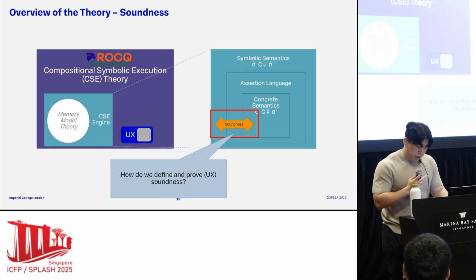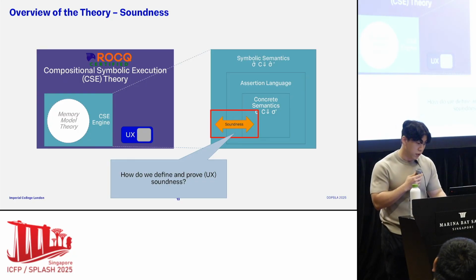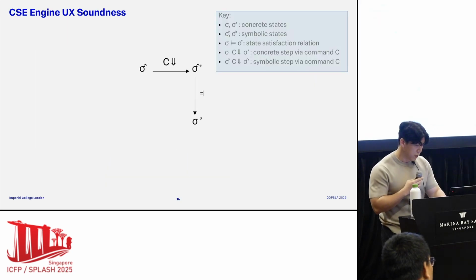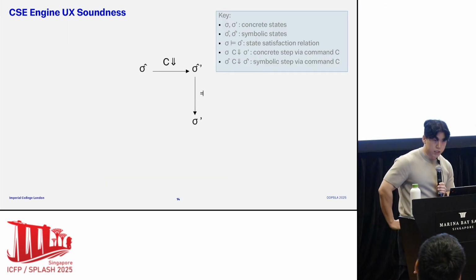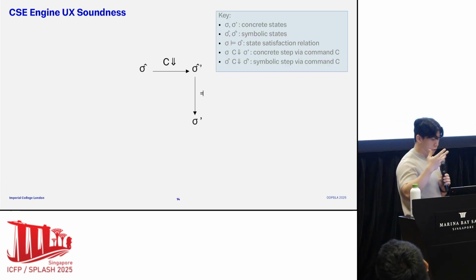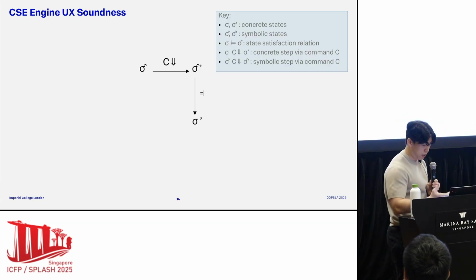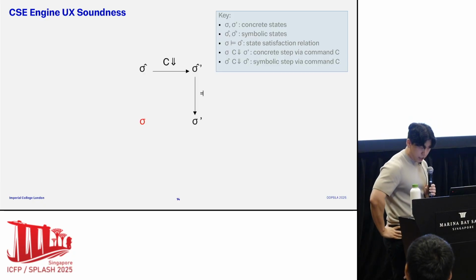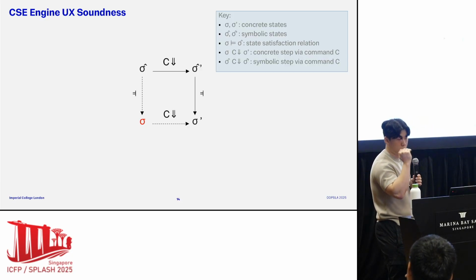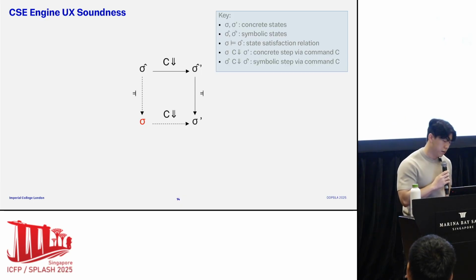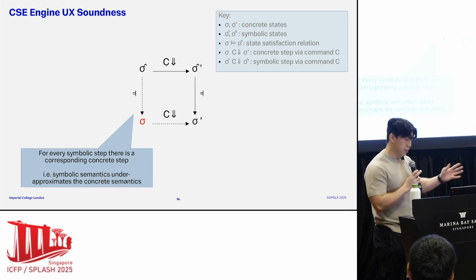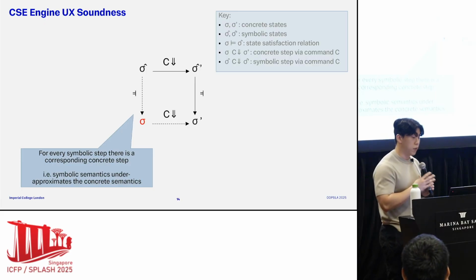So now, how do we define and attempt to prove the soundness theorem in the CSE engine? The basic idea is that if we assume we have a symbolic step, and the final symbolic and concrete states are related somehow, then there exists an initial concrete state such that there's a corresponding concrete step, and the initial states are related. In other words, it's essentially saying that we have a symbolic semantics that under-approximates the behavior of the concrete semantics.